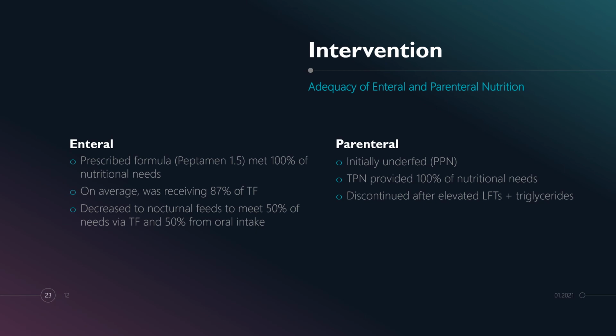The parenteral nutrition, she was initially underfed with the PPN, and then once we advanced her or got central access and she received the TPN, she was provided 100% of her nutritional needs. However, the TPN did not last too long because she had elevated LFTs and also high triglyceride levels.